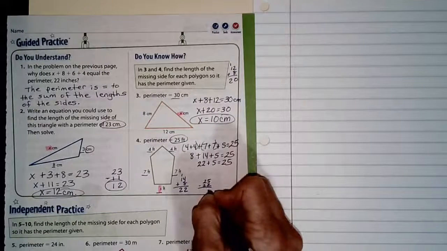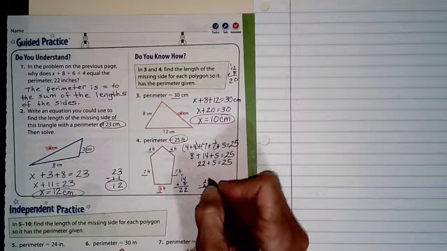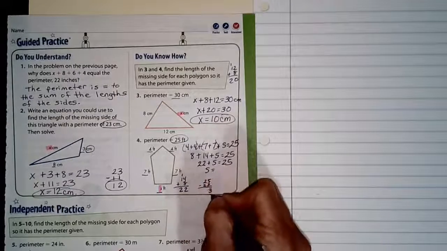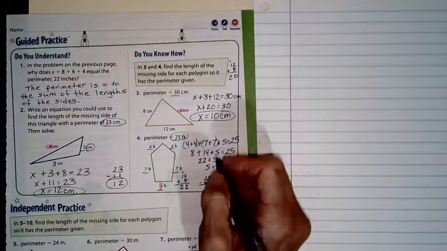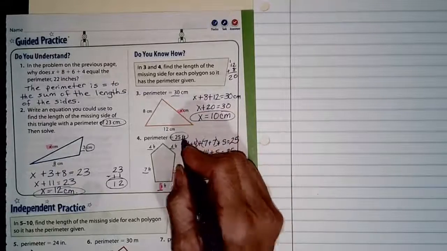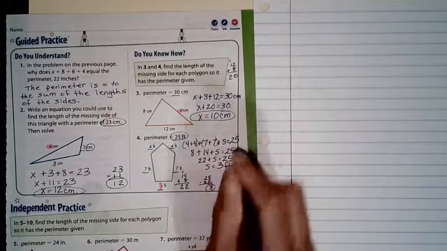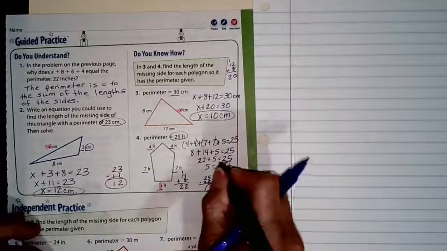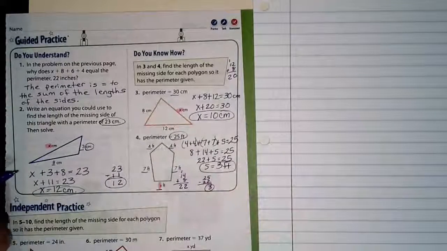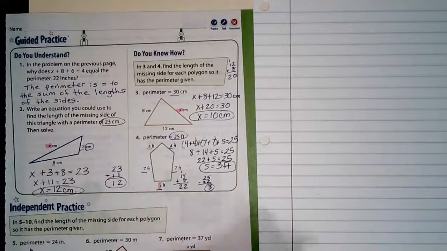5 minus 2 is 3. 2 minus 2 is 0. So S equals, that's right, 3. And what is my unit of measure? Feet. So my answer for the unknown side is 3 feet.